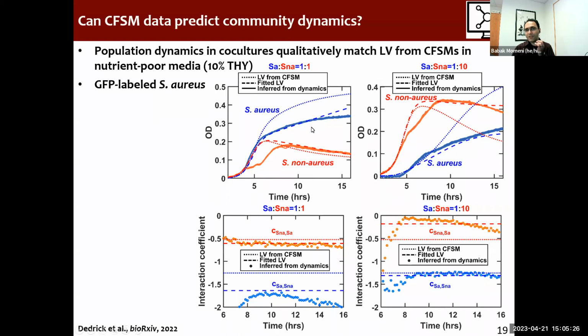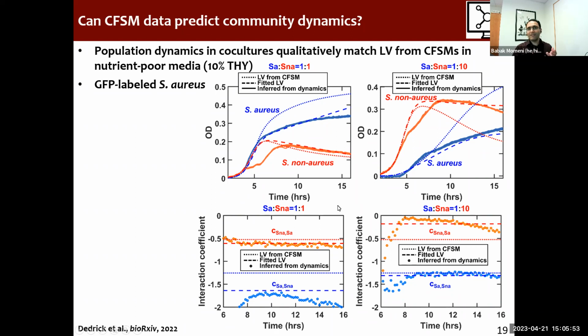And there are three different plots in this case. The dotted line is coming from the CFSM data. The solid line is the actual experimental data. And the dashed line is our best effort to fit a Lotka-Volterra type model to it. If we fit a model to it, it will be better than the CFSM model. But overall, when we compare the interaction coefficients between different cases, things more or less match, and independent of the initial ratio, they more or less match.